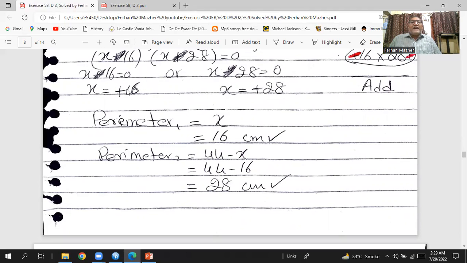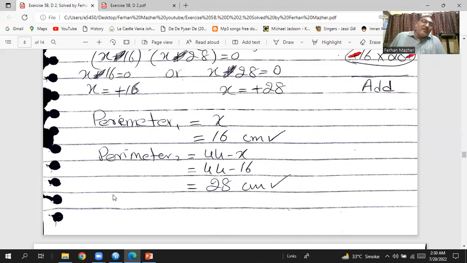You can take either this value or that value. It does not make any difference. For example, I go with x equals 16. So the perimeter number 1 of the first square, that was x, so it will be 16 centimeter. The perimeter of the second square was 44 minus x. So it will be 44 minus 16, and that will be 28. So the perimeter of the first square is 16, and the perimeter of the second square will be 28.